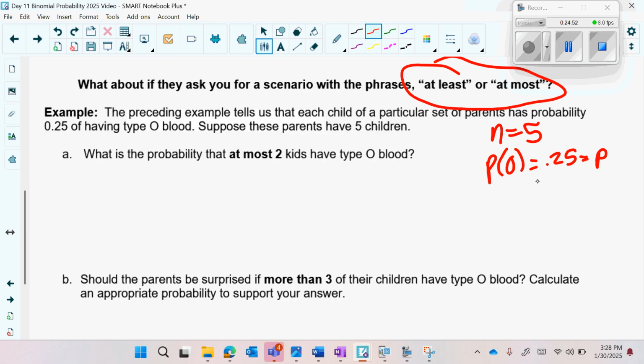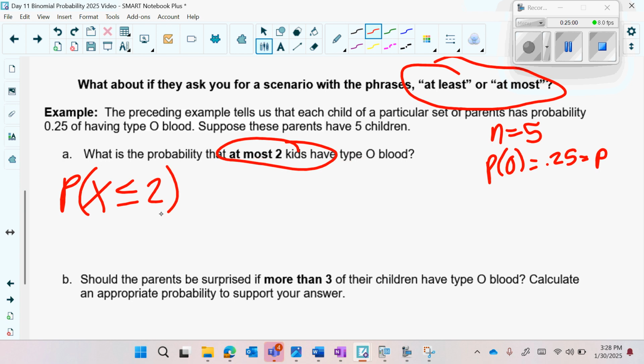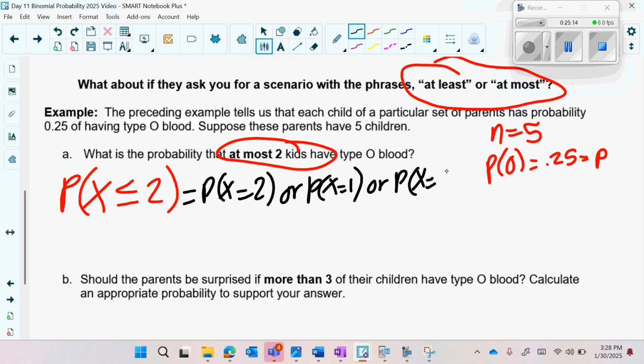And this time it says, what is the probability at most 2 kids have type O? So at most, hopefully you know, means 2 or less, aka less than or equal to 2. So this could mean that 2 kids have type O blood, or 1 kid could have type O blood, or no kids could have type O blood. And I'm hoping you remember that "or" means add in probability. So what we're going to do now is find the probability of exactly 2 kids having type O blood, or 1 kid, or 0 kids, and we're going to add, okay?